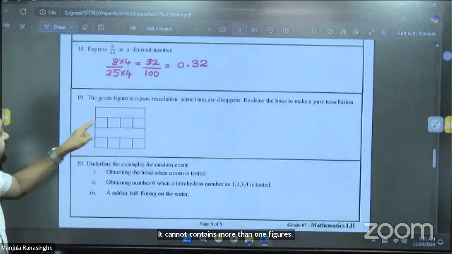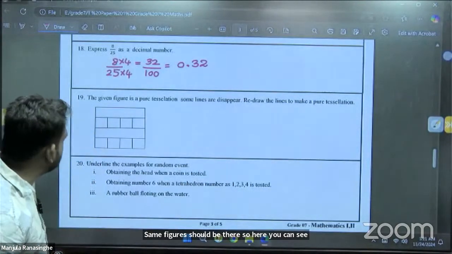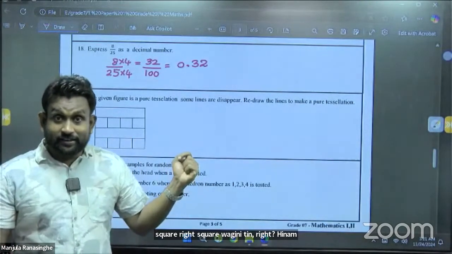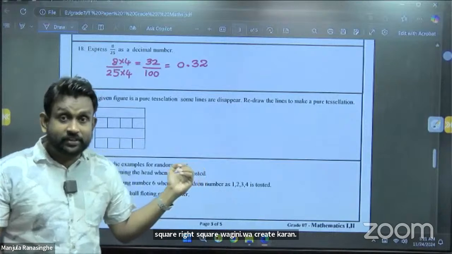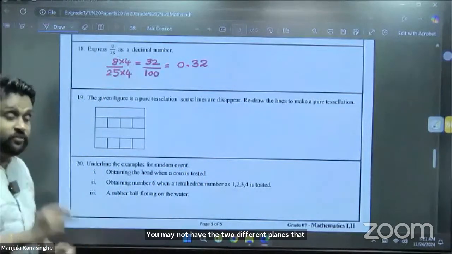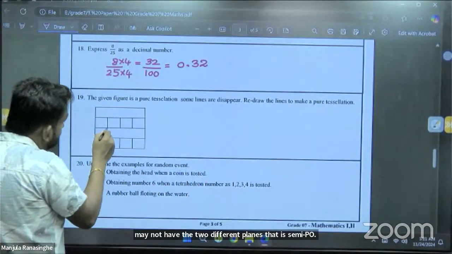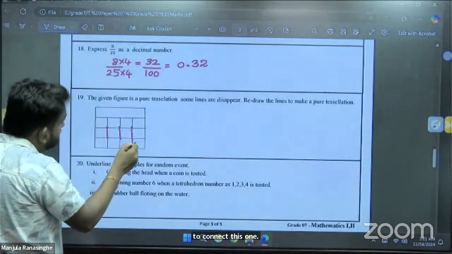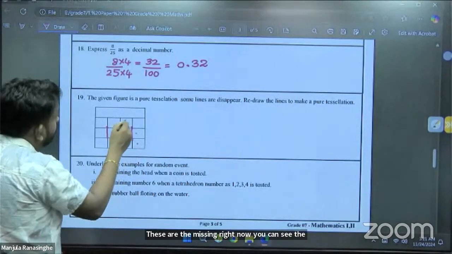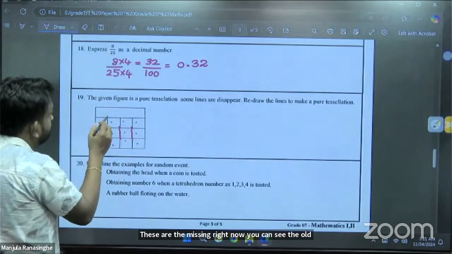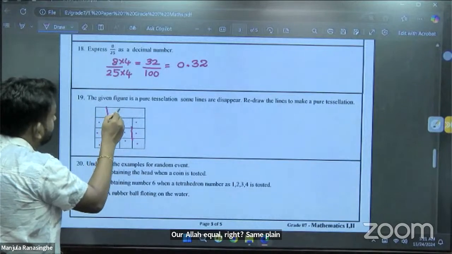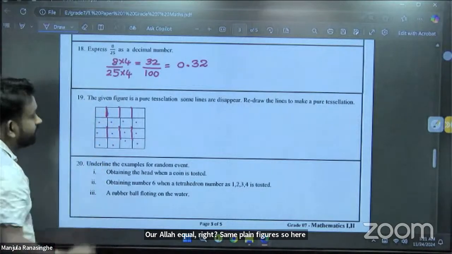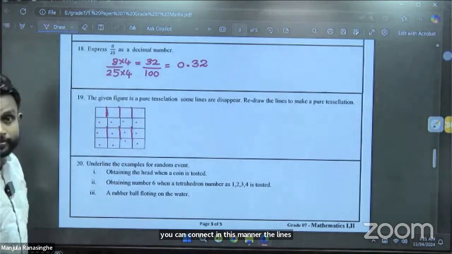So here you can see the square. You may not have two different plane figures. That is semi-pure. One plane figure only. Then what do you do? You connect this one. These are the missing lines. Now you can see all are equal, the same plane figures. So here you can connect the lines in this manner. That is called the pure tessellation.